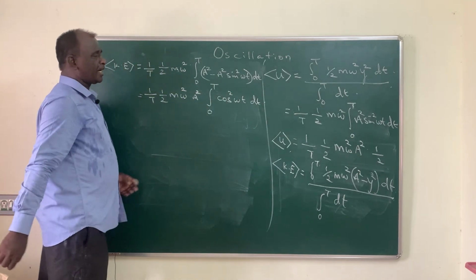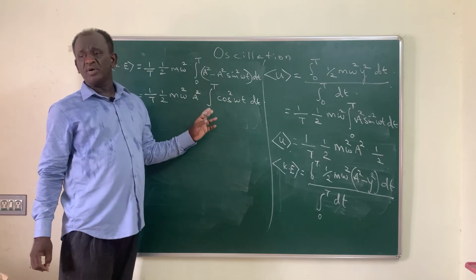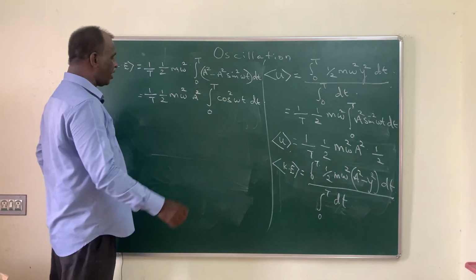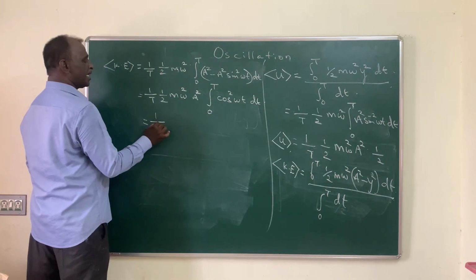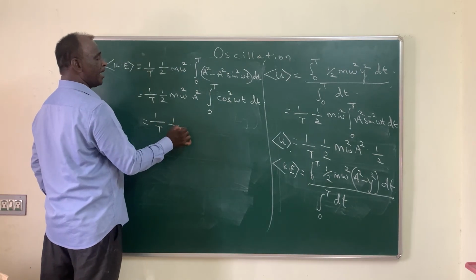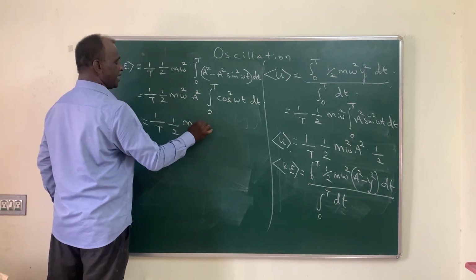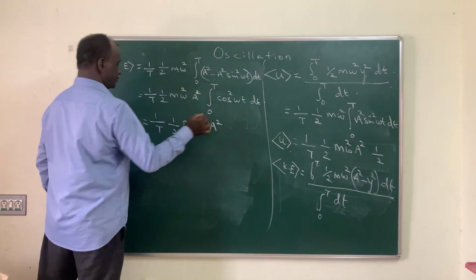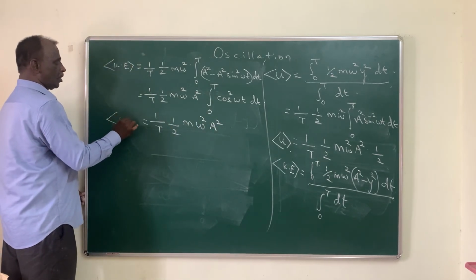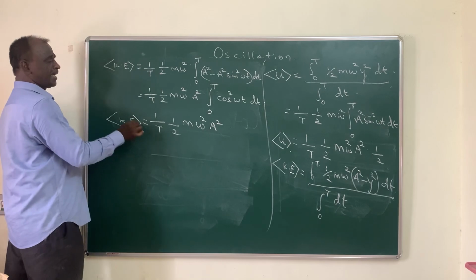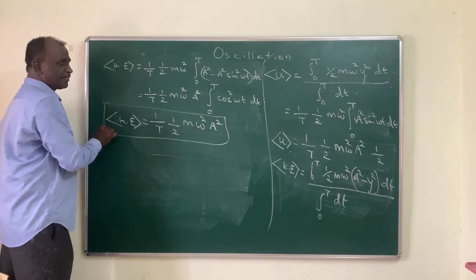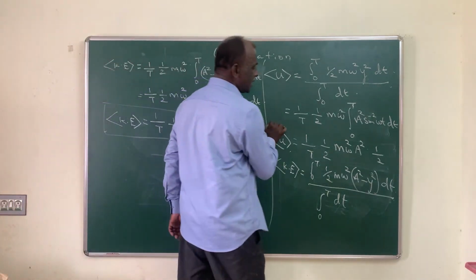Again, the integral of cos square omega t over the period 0 to T gives one half. So I will end up with the same result as the average potential energy. So the average kinetic energy and the average potential energy remain the same.